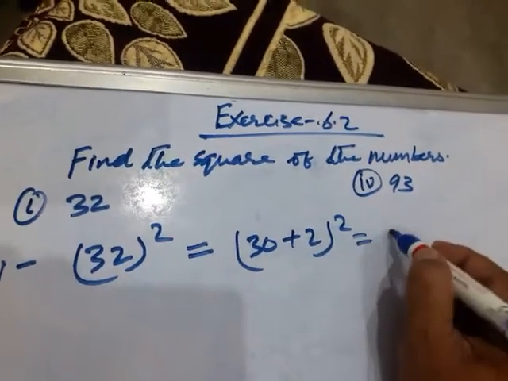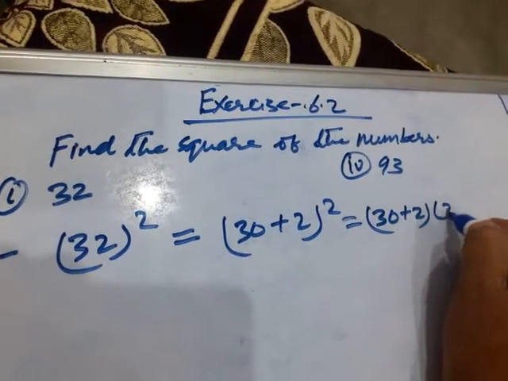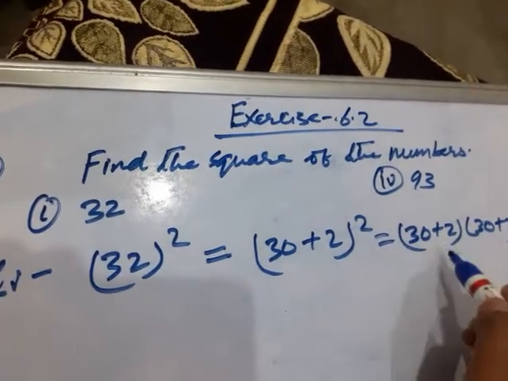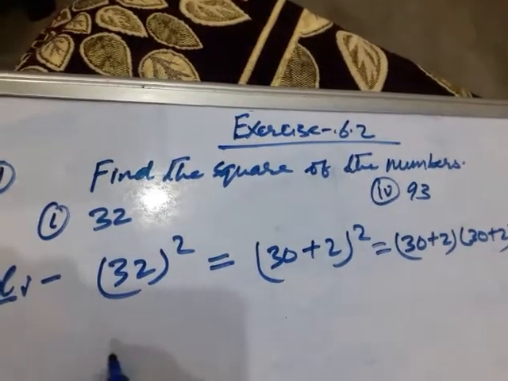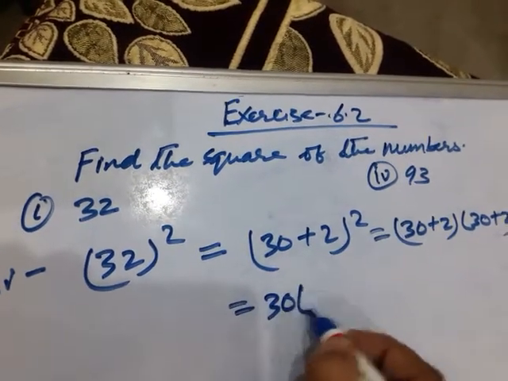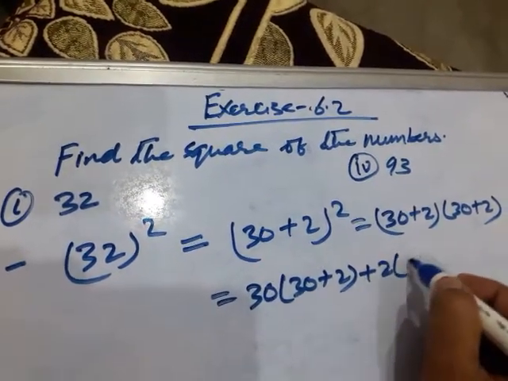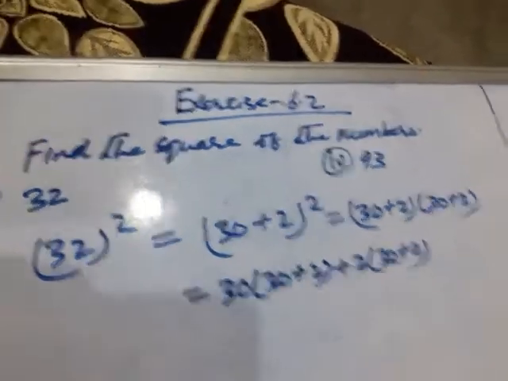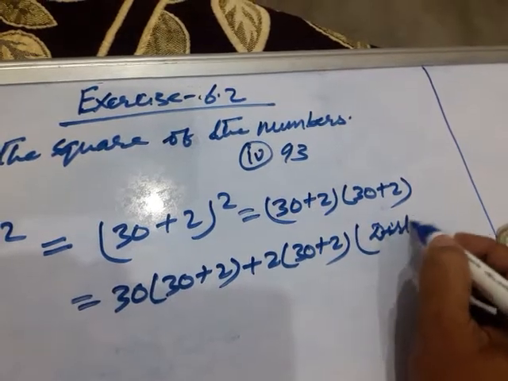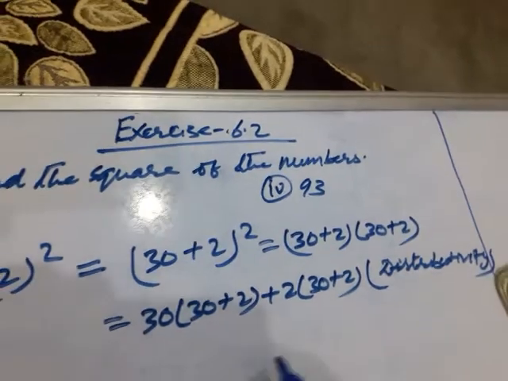Now this is 30 plus 2. This is equal to what? (30 plus 2) multiplied by (30 plus 2). Now using the distributive property, this implies 30 into (30 plus 2) plus 2 into (30 plus 2). What is this property known as? This property is known as distributivity. This is called distributivity.